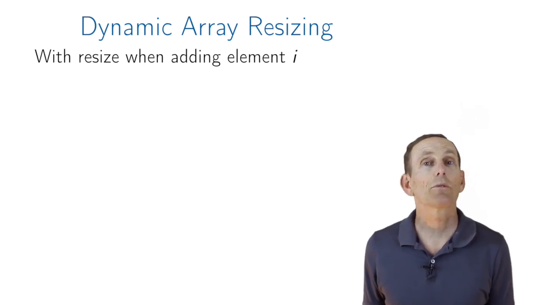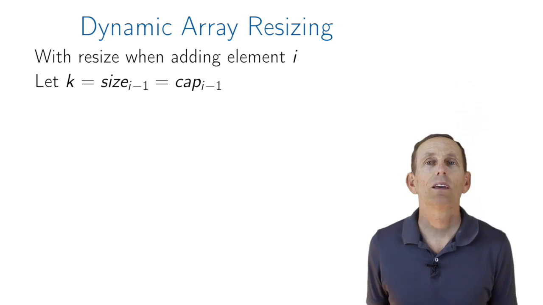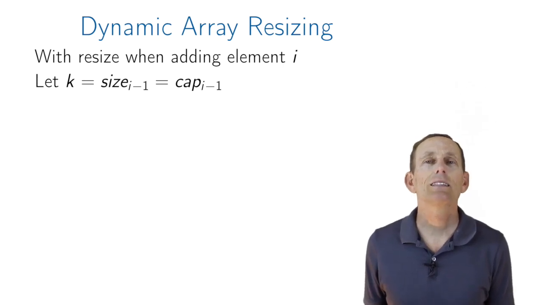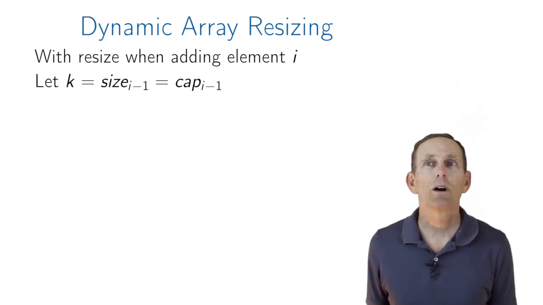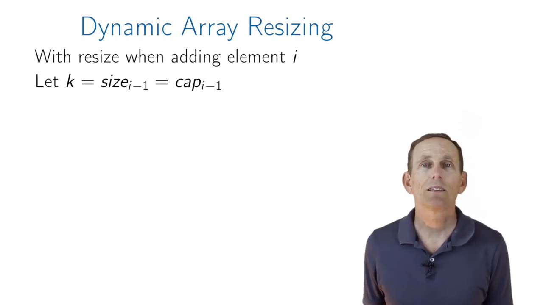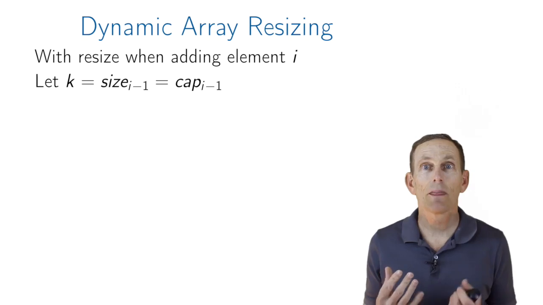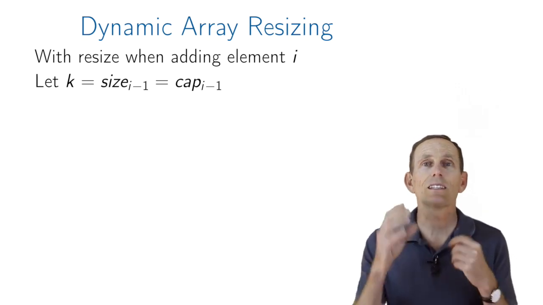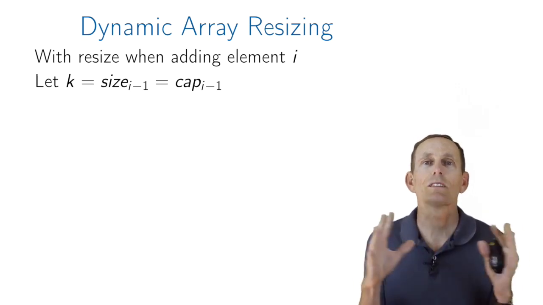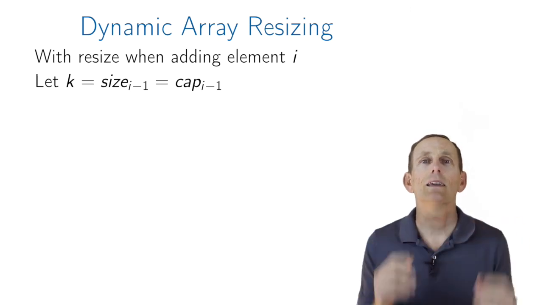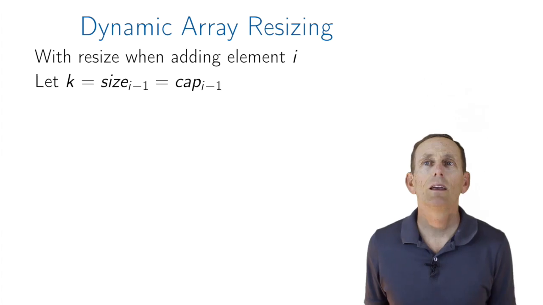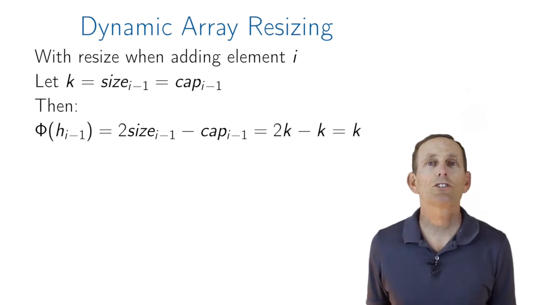And then let's look at the cost when we have to do a resize. We're going to define here k as size sub i minus 1, which is the same thing as capacity sub i minus 1. Why is it the same? Because we're about to do a resize. So that means that after the previous operation, we must have made the dynamic array full. And then phi of h sub i minus 1 is just 2 times the old size minus the old capacity, and that's just 2 times k minus k, or k.